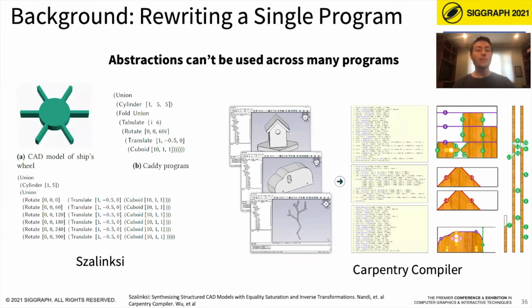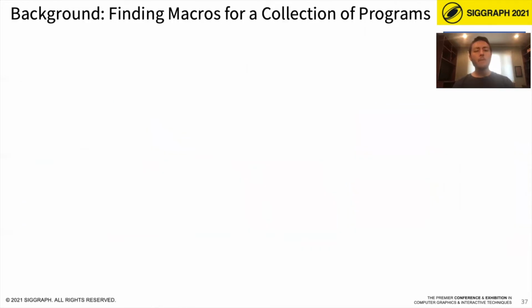While these methods work well for single shape instances, they are unable to discover macro operators that are useful across a collection of shape programs. Our macro discovery goal is one instance of a more general class of problems, finding common abstractions within a set of programs.